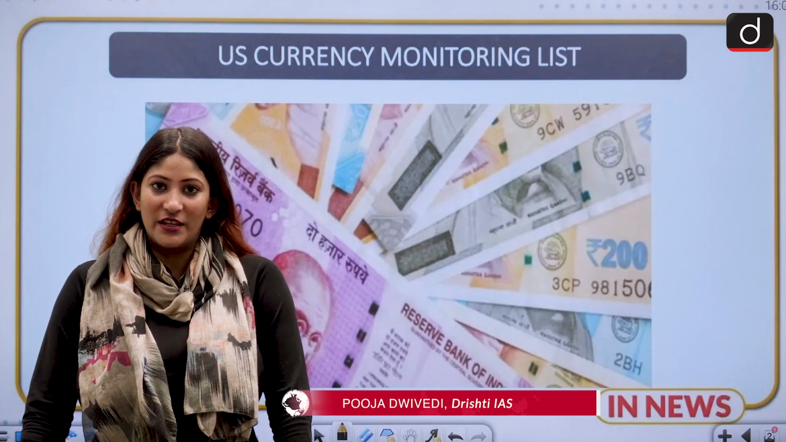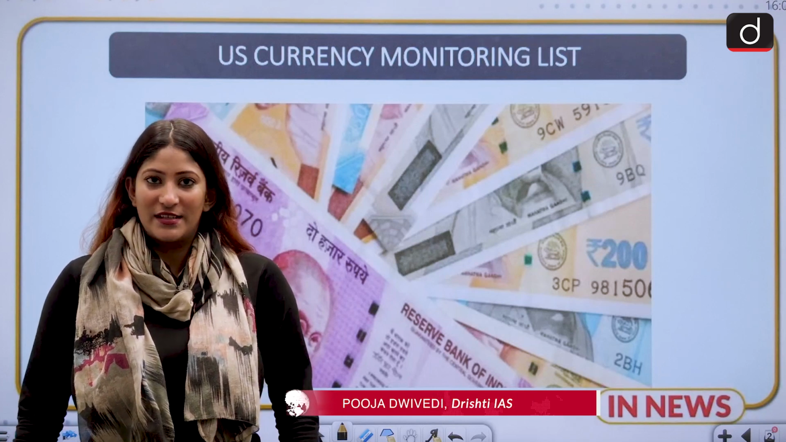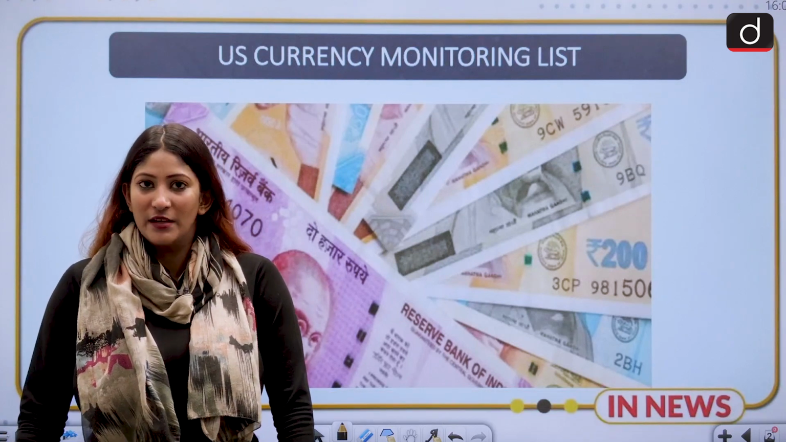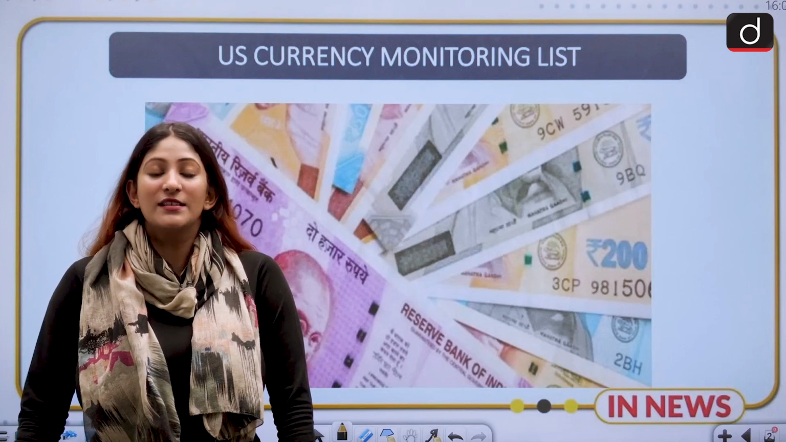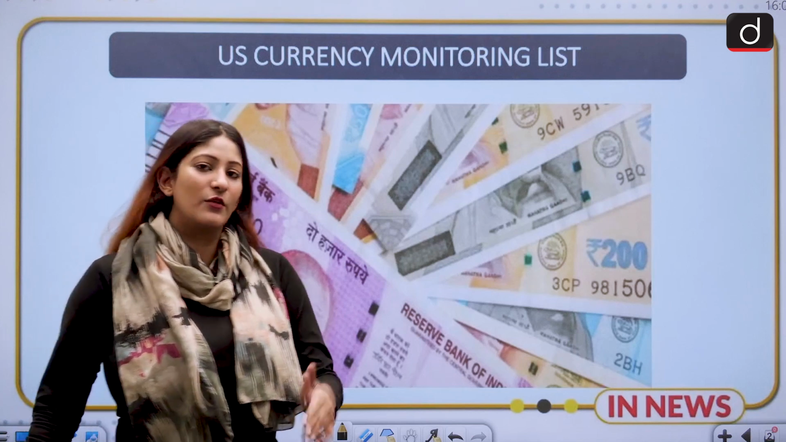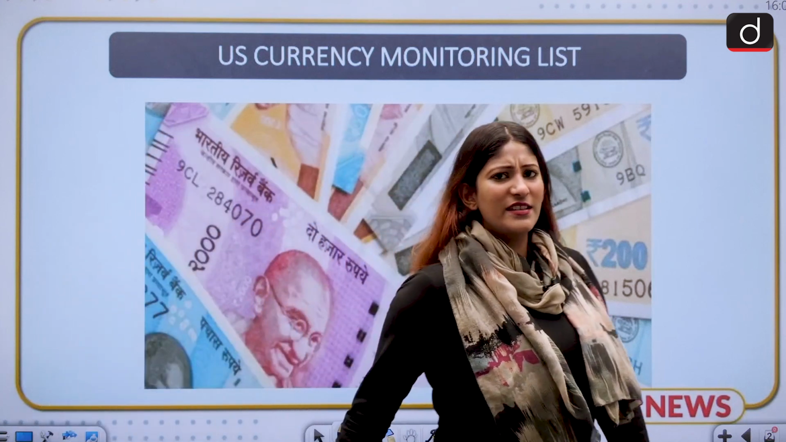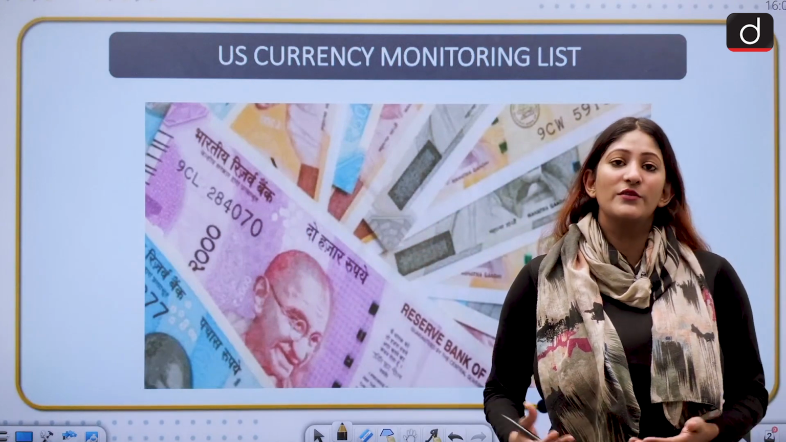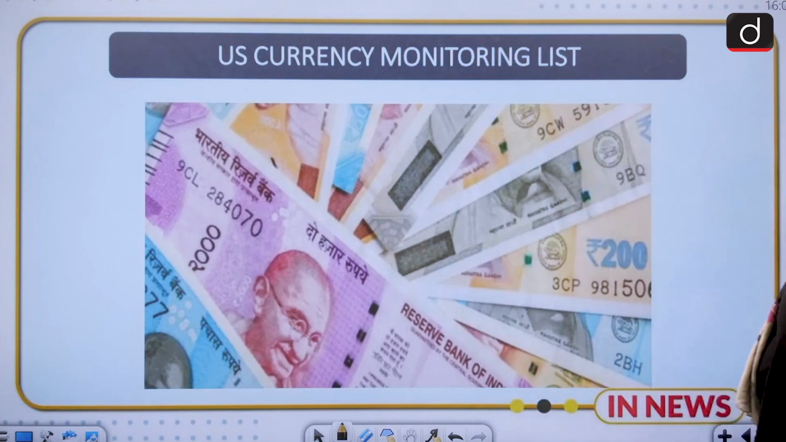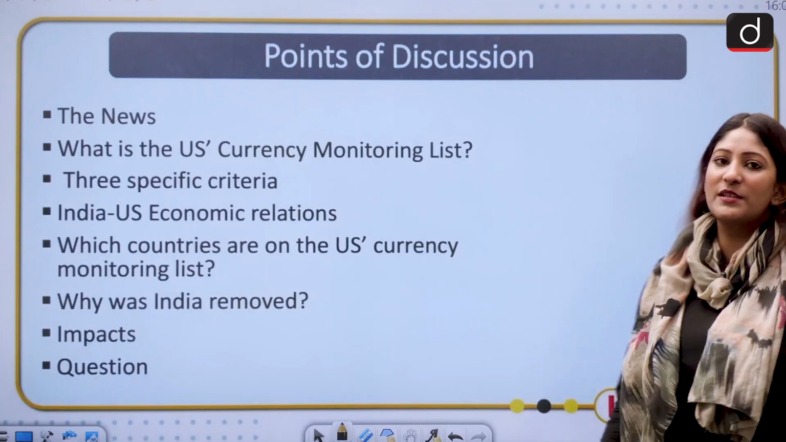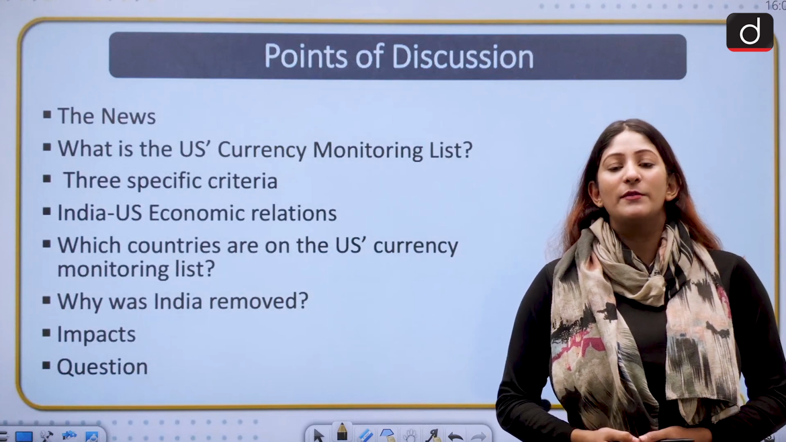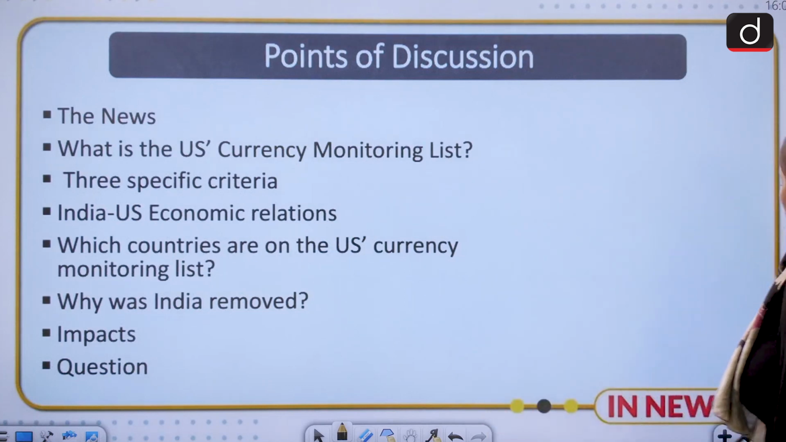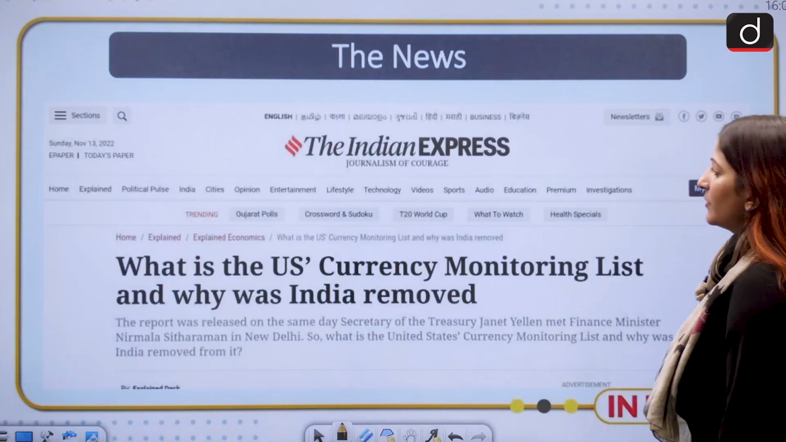My name is Pooja Dwivedi and today we are going to discuss the impacts of India being removed from the US's currency monitoring list. What are going to be the impacts? What is this list? Which countries are flashed in this particular list? Which ones have been removed? All this will be discussed from the perspective of GS Mains paper 2 and 3, and from the perspective of prelims, the facts are important. Let us move ahead and first of all talk about the news piece.